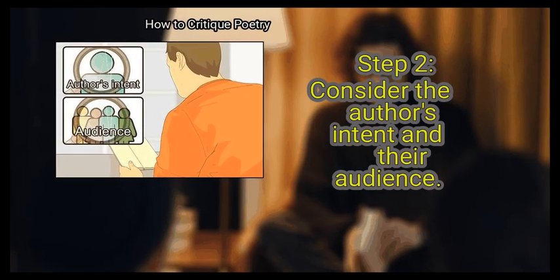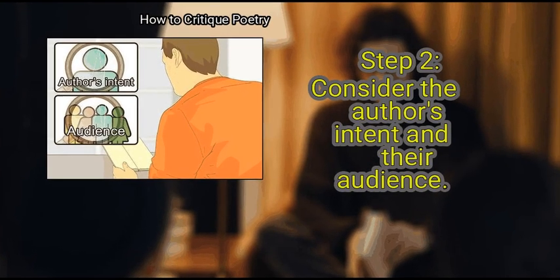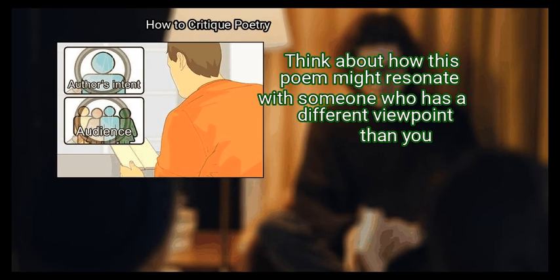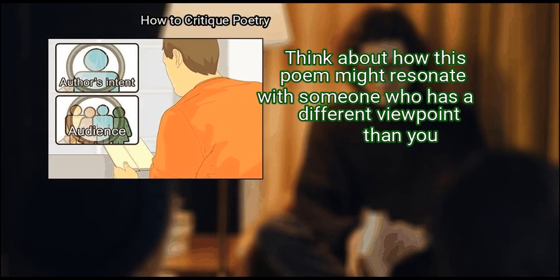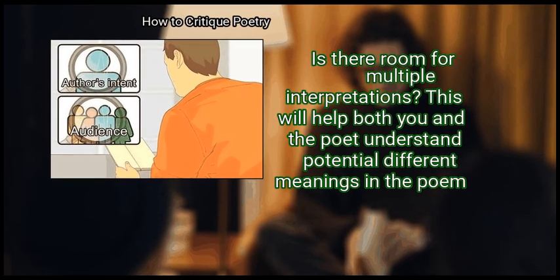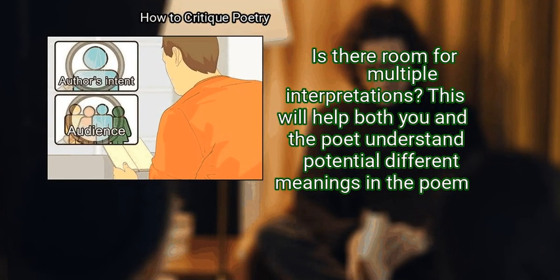Step 2. Consider the author's intent and their audience. Different people might react to poems in different ways. Think about how this poem might resonate with someone who has a different viewpoint than you. Is there room for multiple interpretations? This will help both you and the poet understand potential different meanings in the poem.